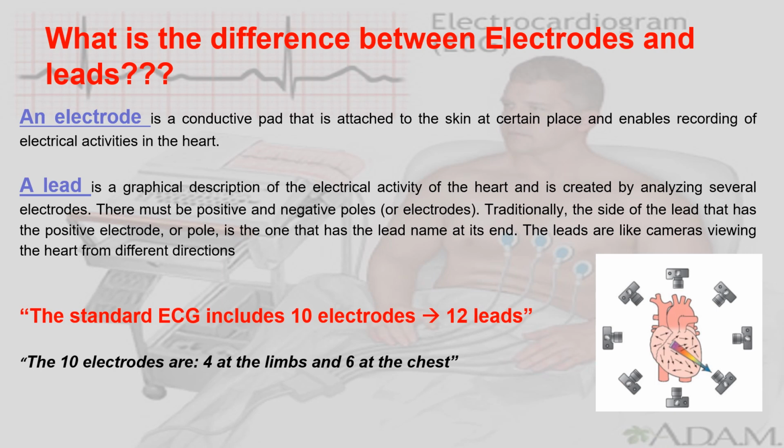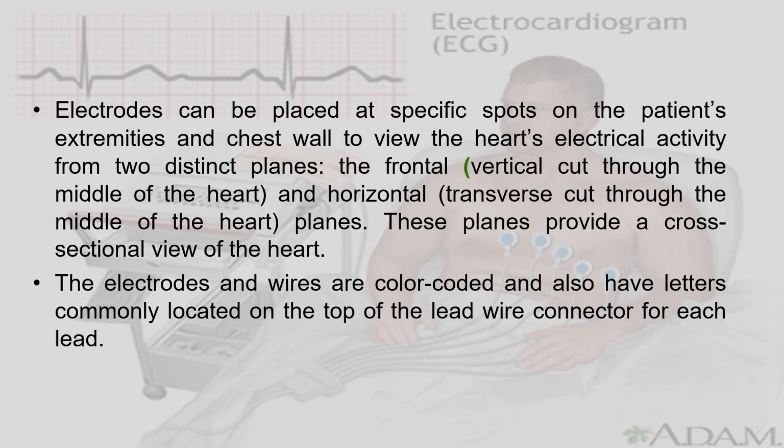And traditionally, the side of the lead which has a positive electrode is the one by which we name the lead, as you will see in the next figure. The leads are like cameras which can detect the electrical activity of the heart from different directions. From the 10 electrodes, we have 12 leads.